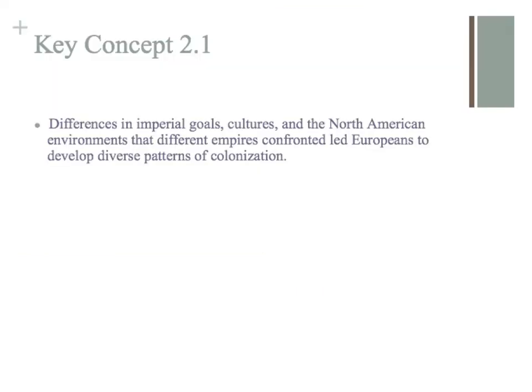So this period is going to deal with colonization, and in particular, what are the differences between Spanish colonization, English, and French colonization. And we pick up with that with Key Concept 2.1, which says, differences in imperial goals, cultures, and the North American environments that different empires confronted led Europeans to develop diverse patterns of colonization. So as we go through this key concept, we'll be looking at those differences and how they set up shop, if you want to put it like that, once they begin to come over here.